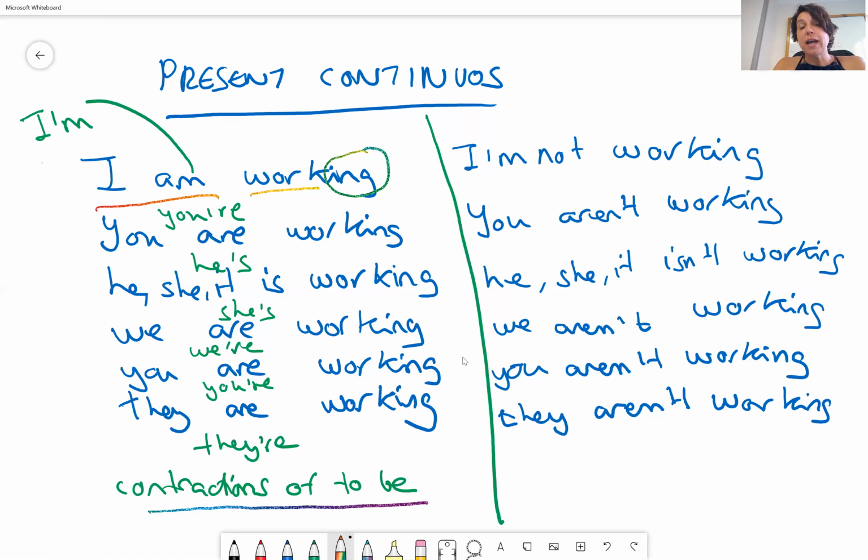So we have affirmative, I am working, and the negative, I'm not working. We can say I am not working, but I'm not working. You aren't working. Please say aren't. He, she, it isn't working. We aren't working. You aren't working, and they aren't working. So here you have the affirmative and the negative of the present continuous. So if you just want to stop the video and get it down, if you know it, well, great. If not, just pause the video and jot it down.